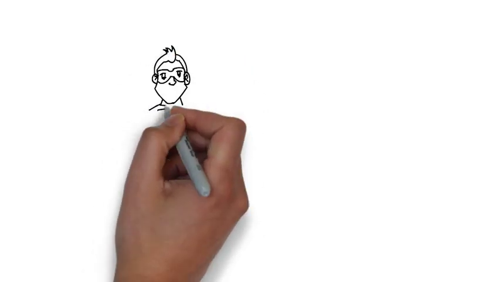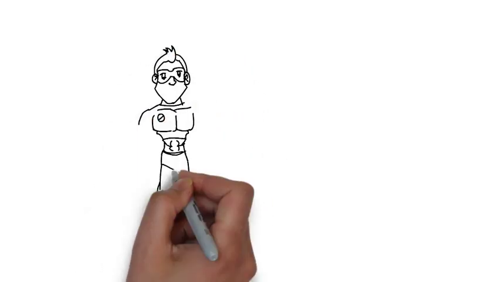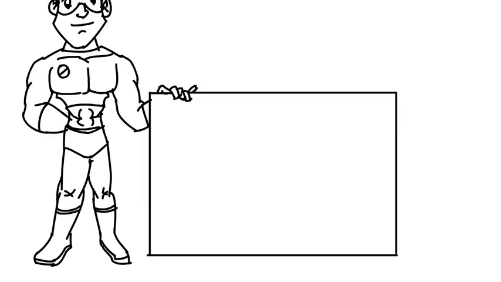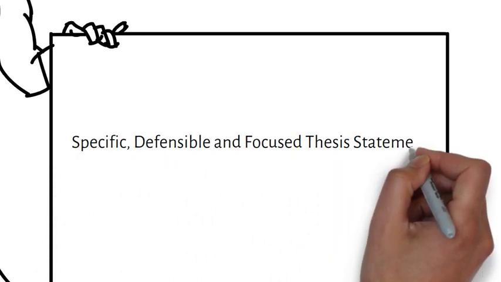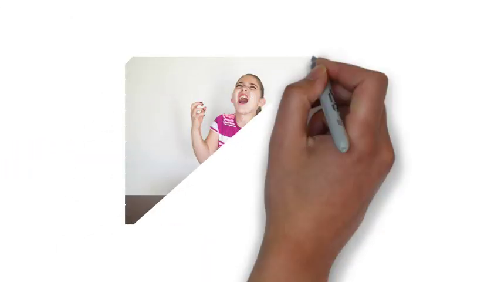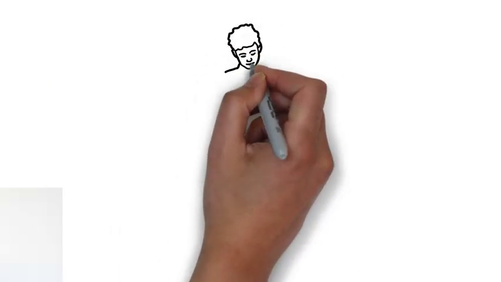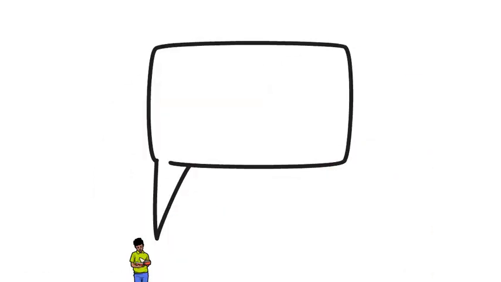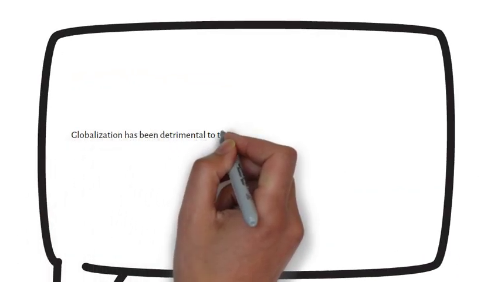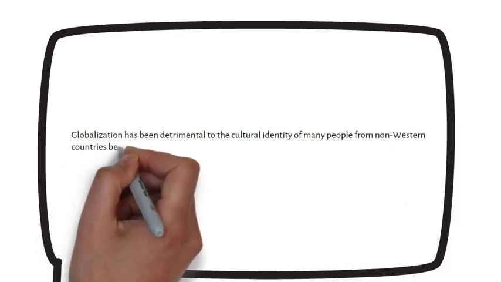When it comes to the argument prompt on the AP Lang exam, you should have a specific, defensible, and focused thesis statement. This, of course, is tough to do, especially when you're being timed. However, with practice, you can develop the skill of reading a prompt and within minutes creating a specific, defensible, and focused thesis statement.